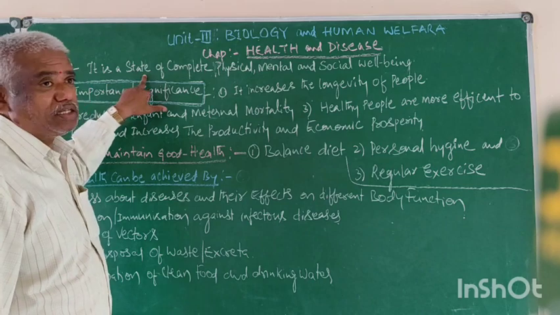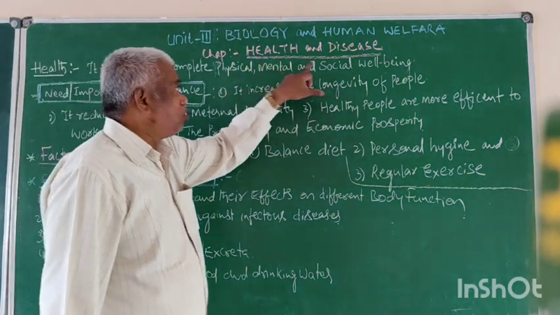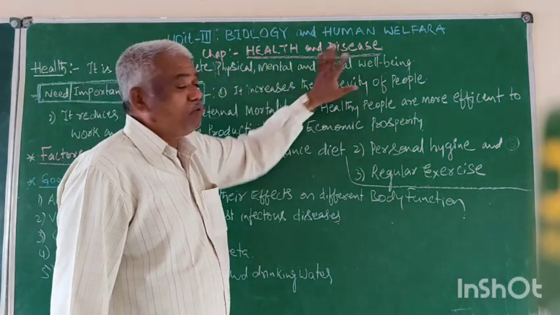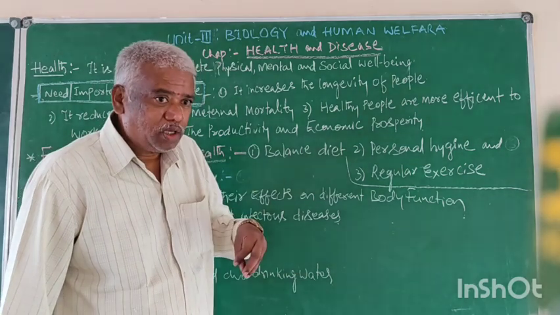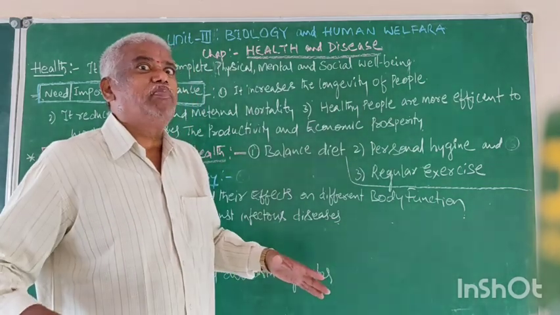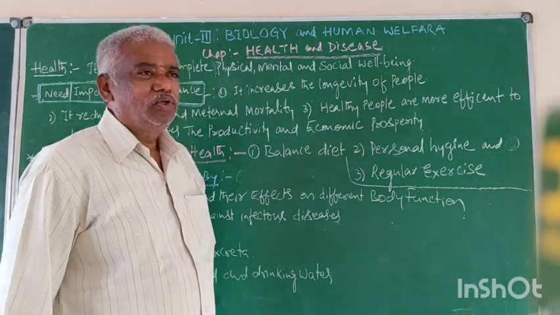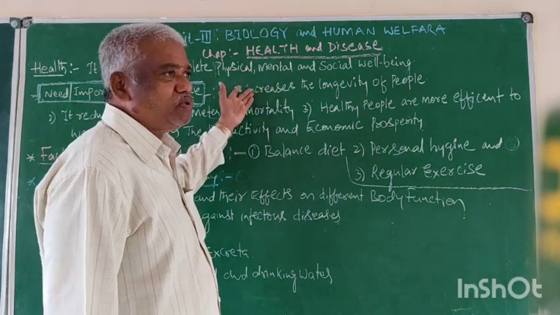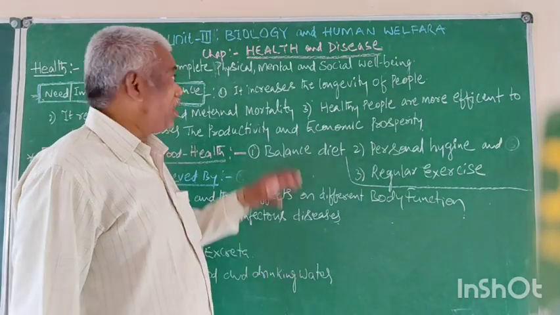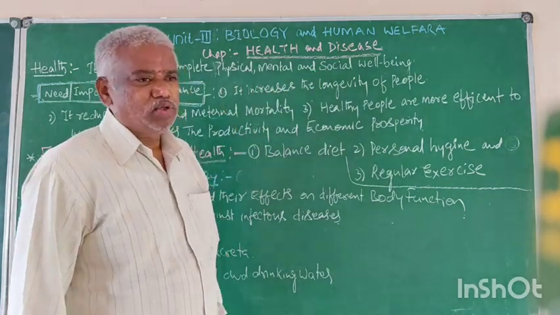Health is the state of complete physical, mental, social well-being. When I am physically, mentally, socially well completely, now I am maintaining the health. If you read it 10 times, it may be stored. But what is physical? What is mental? What is social? When you understand these meanings, we can store it easily.